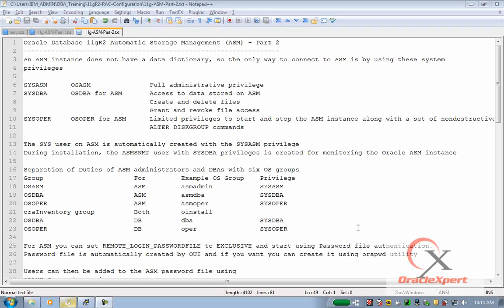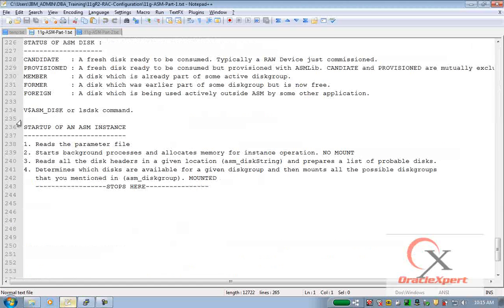So we'll continue that discussion about Oracle Database 11g Automatic Storage Management. This would be the second part of a four-part discussion that I'm planning to do on ASM. Yesterday we left that video when we discussed thoroughly the startup of an ASM instance.